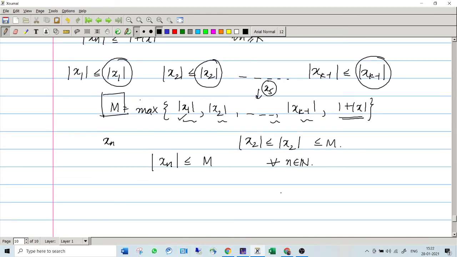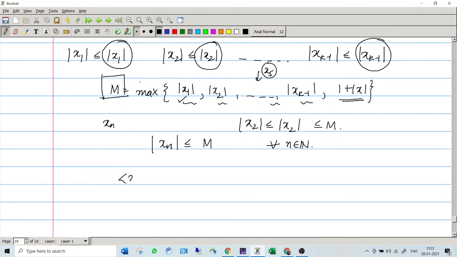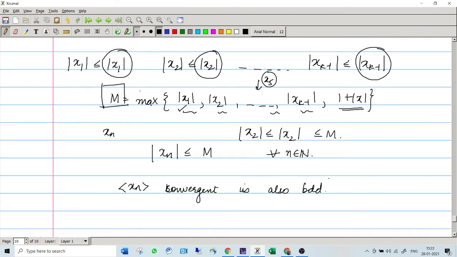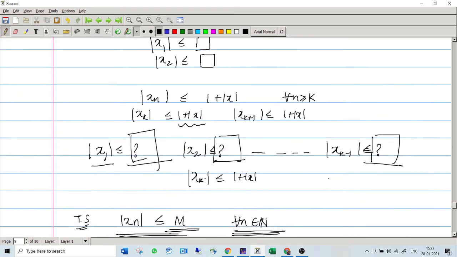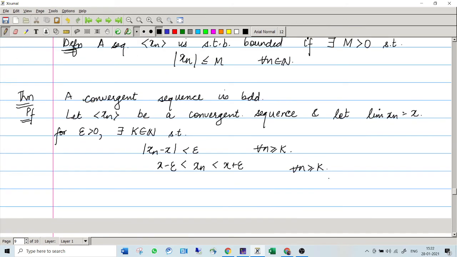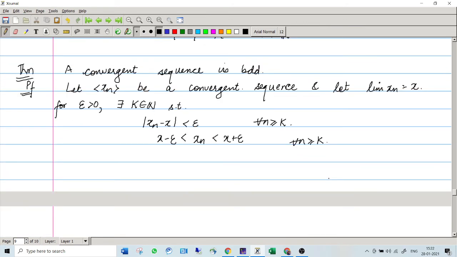So we have that a sequence which was convergent is also bounded, right? I'm repeating the proof. You can visit it again. You have that a sequence which was convergent, you wanted to show that it is bounded as well. So let's say xn is a convergent sequence.